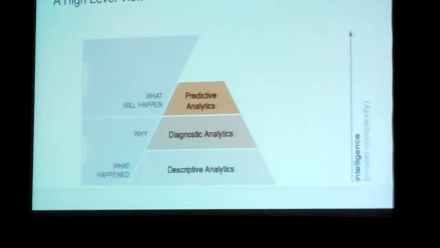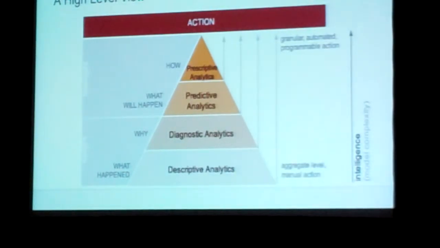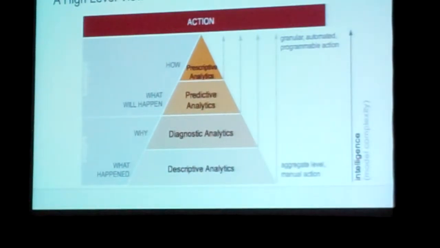And based on these predictions, we want to know how and what actions to take to get to the desired outcomes that we have for our business. So you can see that with increasing level of intelligence, you're getting closer and closer to action. So taking action becomes easier and faster, but also the granularity of action changes. At the very bottom level, action is usually at the aggregate level, and it's very manual. But as we get closer to predictive and prescriptive analytics, action becomes more granular, more automated, and programmable, to the point that we can actually take automatic actions at the level of individual customers at the right time.